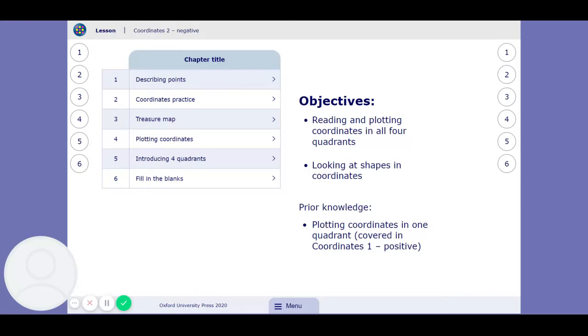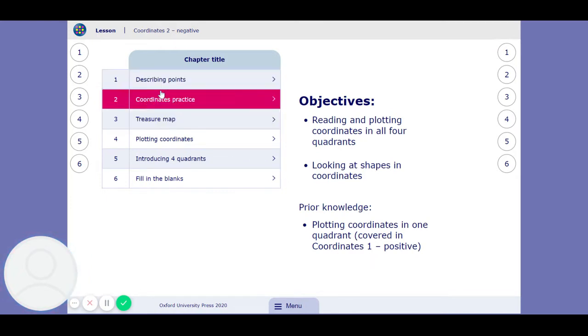So this is me talking through the MyMaths lesson for coordinates 2, negative coordinates. We're going to be looking in this lesson at reading and plotting coordinates in all 4 quadrants. Quadrants are sort of quarters of the coordinate grid. And looking at shapes in coordinates. And prior knowledge, we're going to know plotting coordinates in one quadrant, covered in coordinates 1. You should have looked through that video already.